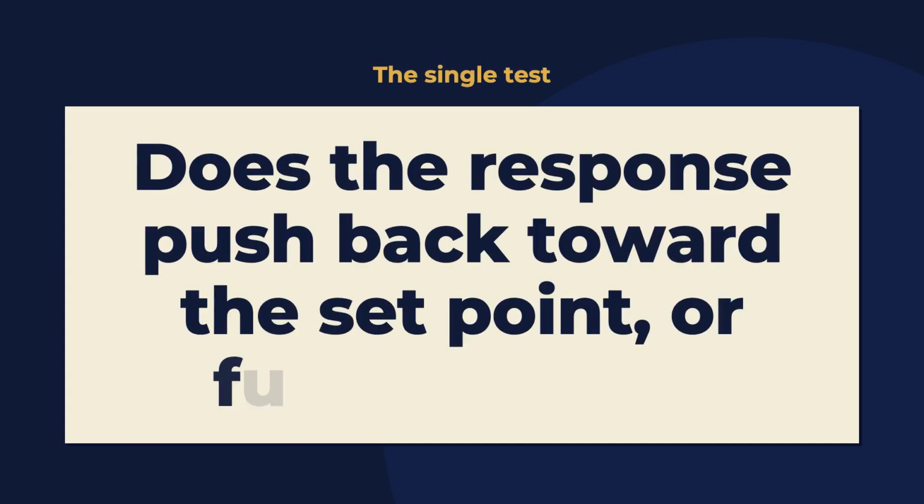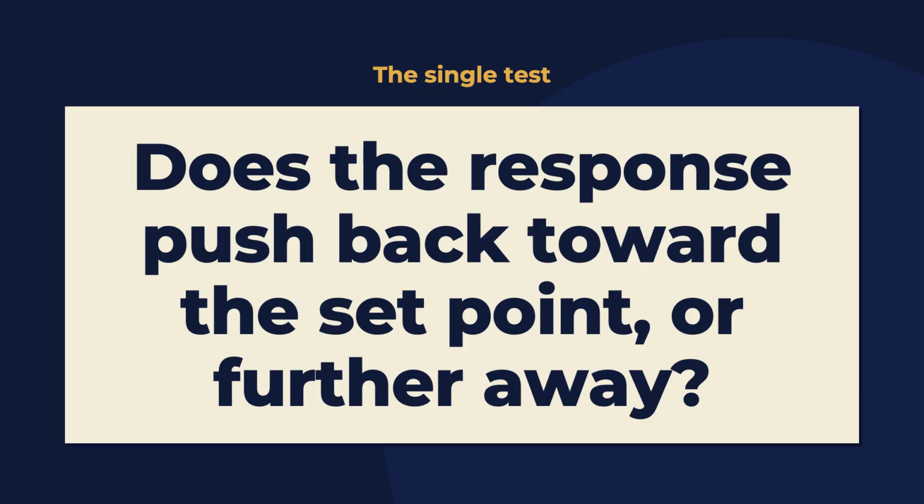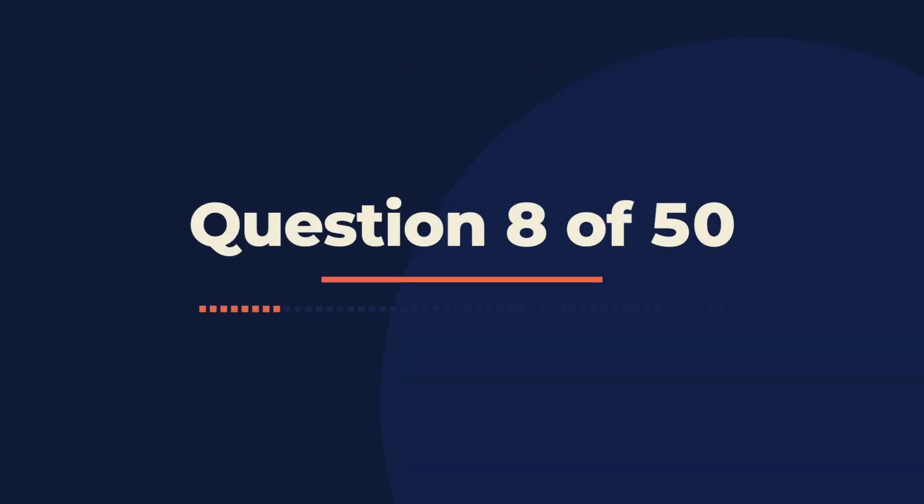The test is never how many hormones are involved or how dramatic the response looks. Negative feedback returns a variable toward its set point and shuts itself off, while positive feedback drives it further away and cannot stop itself.